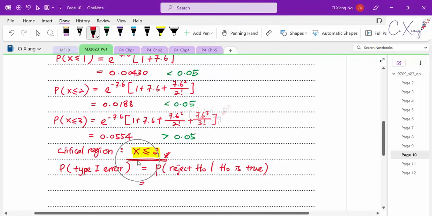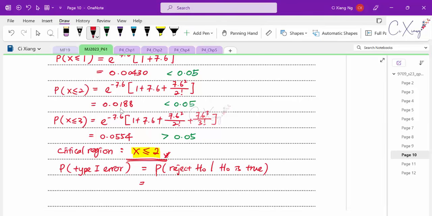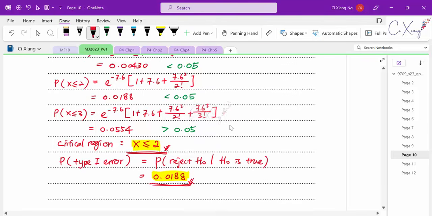So what is the probability for the rejection region, which is x smaller equals to 2? The probability here is 0.0188. And for this 0.0188, I'm using lambda equals to 7.6 to calculate this value. So basically the type 1 error has already appeared in our calculation just now, which is equal to 0.0188. So you can just straight away state the answer. Okay, so this is our part number 2. Alright, then let's have a look at part C.